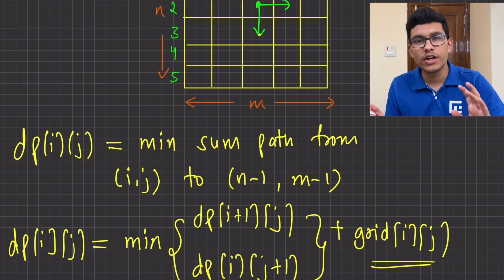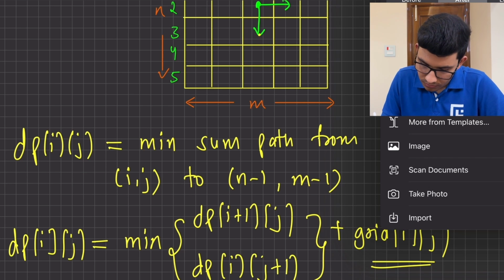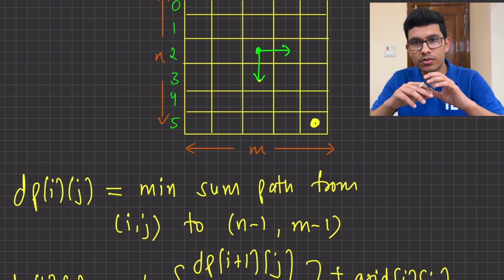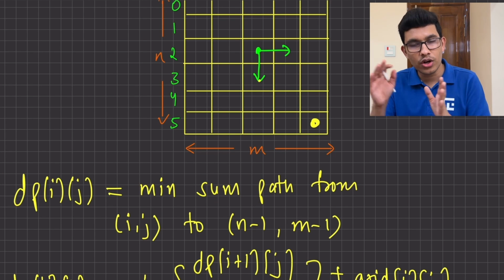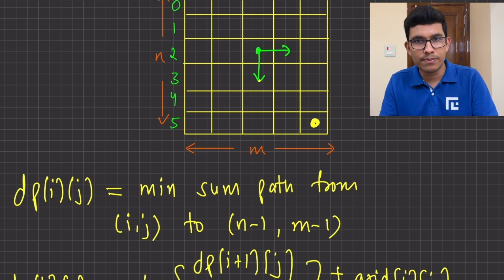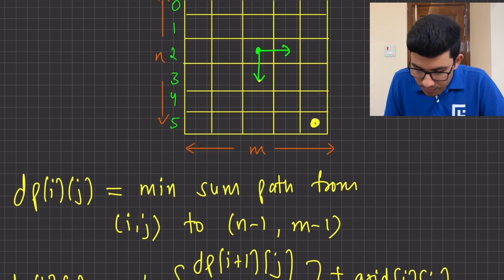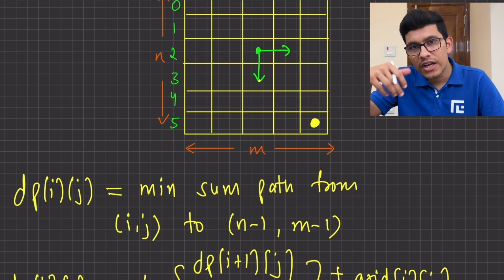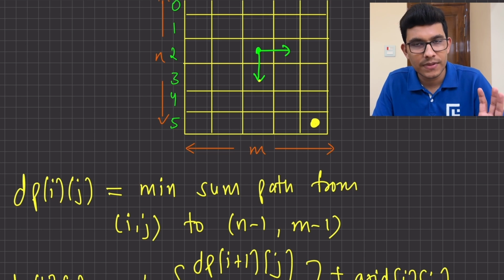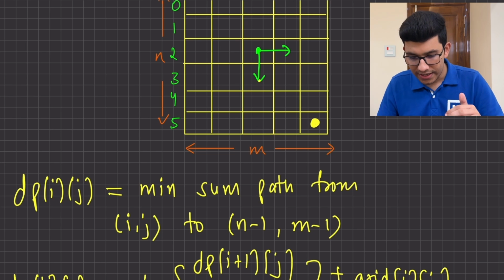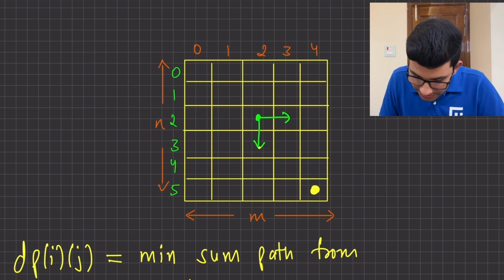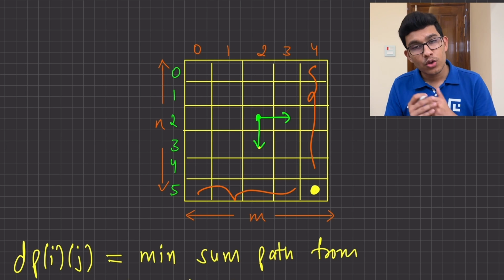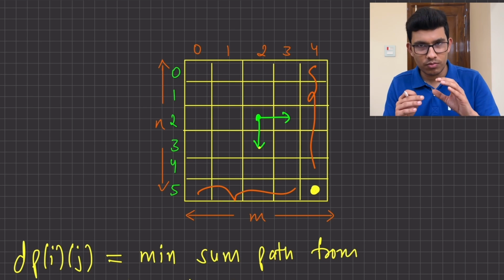Correct? Now, what is going to be the base case here? Clearly, when I reach the end, there are going to be no more transitions. You are not going to be breaking into any more subproblems. So my base case would be DP of n minus 1, m minus 1 is simply equal to whatever is the value present at that particular cell. Now you could also say that this entire column is a base case, and this entire row is a base case. You could say this, but there is no need to.